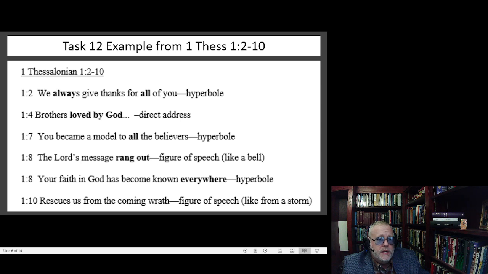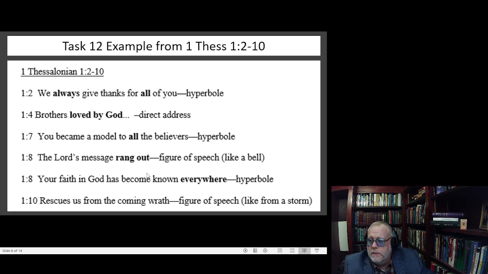But in the context, which way is all? You have to look a little bit to see if Paul is meaning all of their local neighbors or all of the global Christians, even those down in Nabatea, which would be hard to imagine. All right, the Lord's message rang out. Well, that's a figure of speech. Most of the time you don't ring out messages, but this is ringing out, a figure of speech like a bell. A bell sends a clanging sound and it goes out and nobody can avoid it if they're in the area. All right, your faith in God has become known everywhere, just like 1:2 and 1:7, an example of hyperbole.